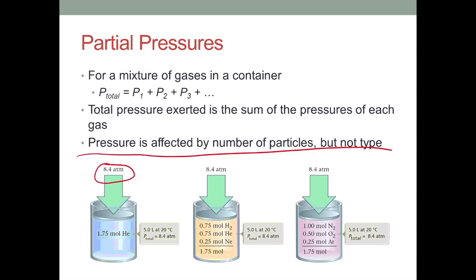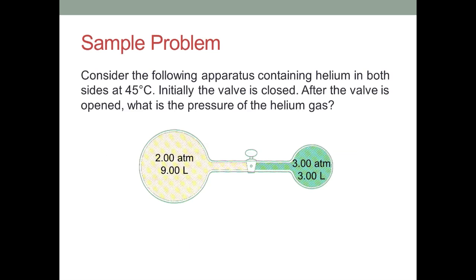And finally the last one, 3 different gases again with different amounts. 1 mole nitrogen, half mole of oxygen, 1/4 mole argon, but once again the overall total number of moles is 1.75 and the pressure is 8.4. So the number of particles affects the pressure, but not the type. And if the total number of moles is the same, we're always going to have the same pressure. So go ahead and give this problem a shot.